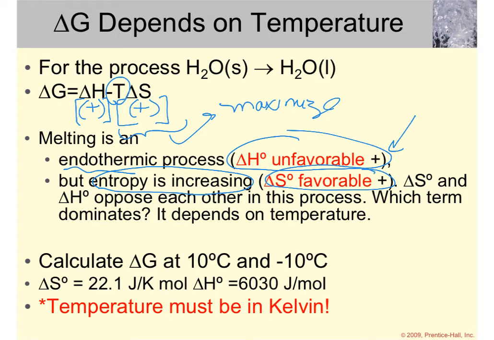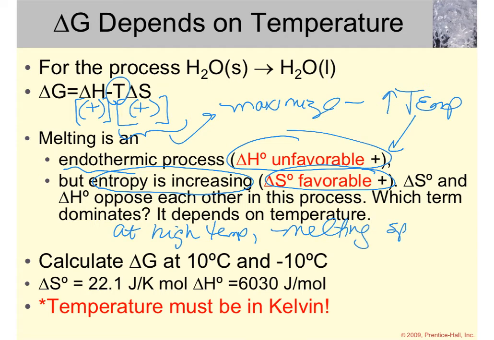How do you maximize the favorable term, T delta S? You increase temperature. So what that is saying then is at high temperatures, melting should be favorable. We know that to be true, right? At high temperatures, melting will be spontaneous, while at lower temperatures, melting will be non-spontaneous. That's exactly our experience, right? If you put an ice cube in the freezer, it is not going to melt spontaneously. So at low temperatures, delta G is positive and it's not spontaneous.